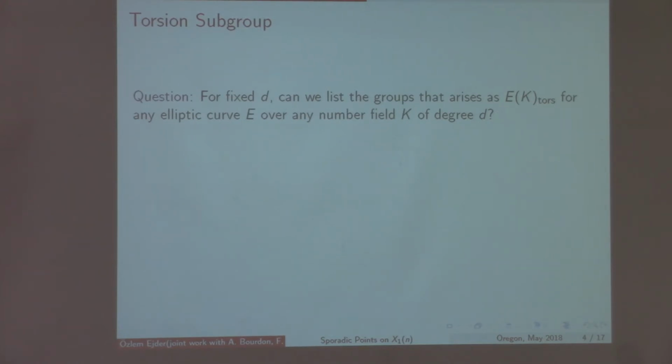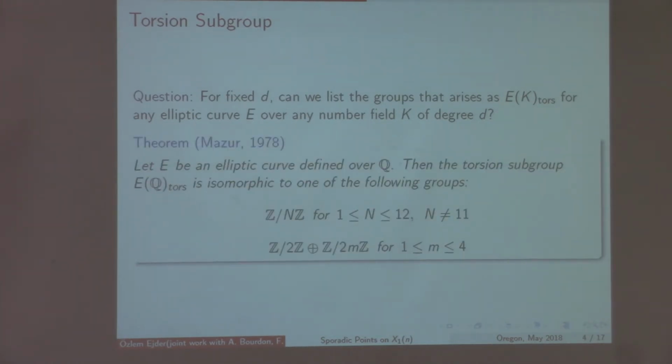The first answer is given by Mazur, and I'm looking at the number fields of degree 1, which is just the rational numbers. In this case, we actually get a very limited list. We have 15 groups, and the highest order that I can get is 12, but I don't get 11. So there are going to be some magical numbers appearing in this talk. That 11 is, I guess, one of them here. This is a very active research area now, determining the torsion subgroups over different degree number fields.